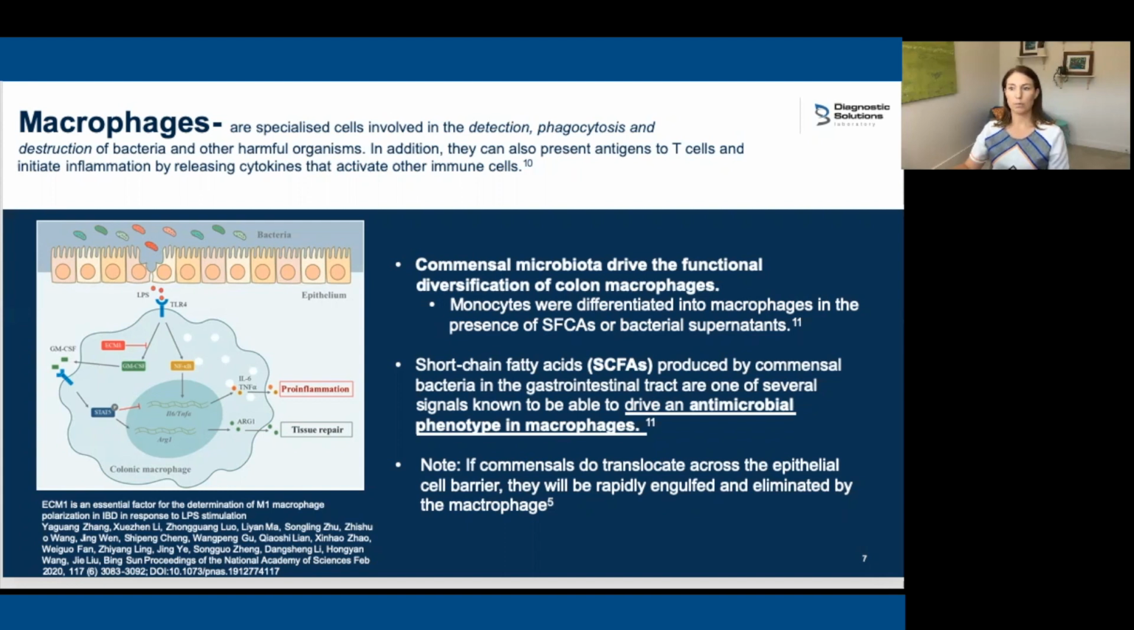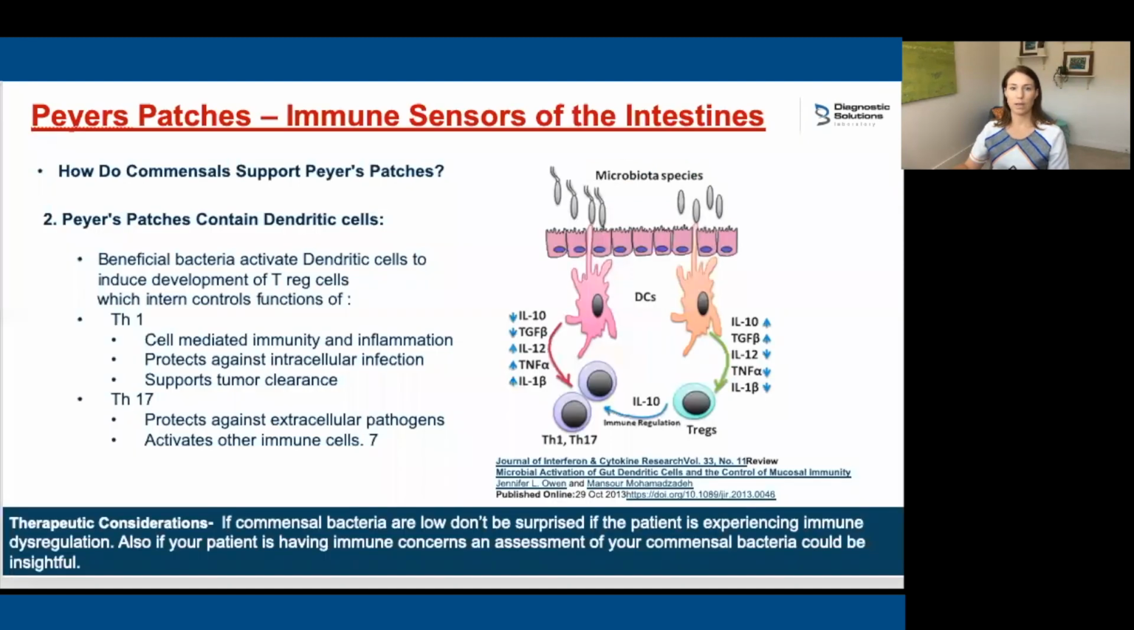All right, so then we're moving on to the Peyer's patches. Peyer's patches are essentially immune sensors of the intestinal tract. They contain these dendritic cells, which are antigen presenting cells. Essentially what they do is they have these little pseudopods that go into the lumen and really get a sample of what the environment in the lumen is like.